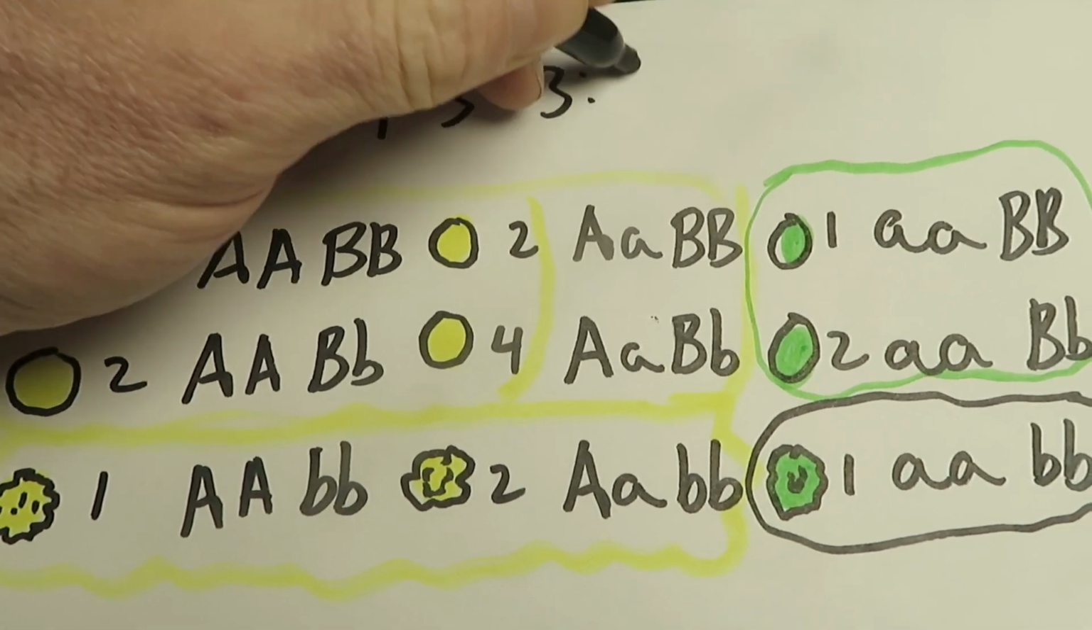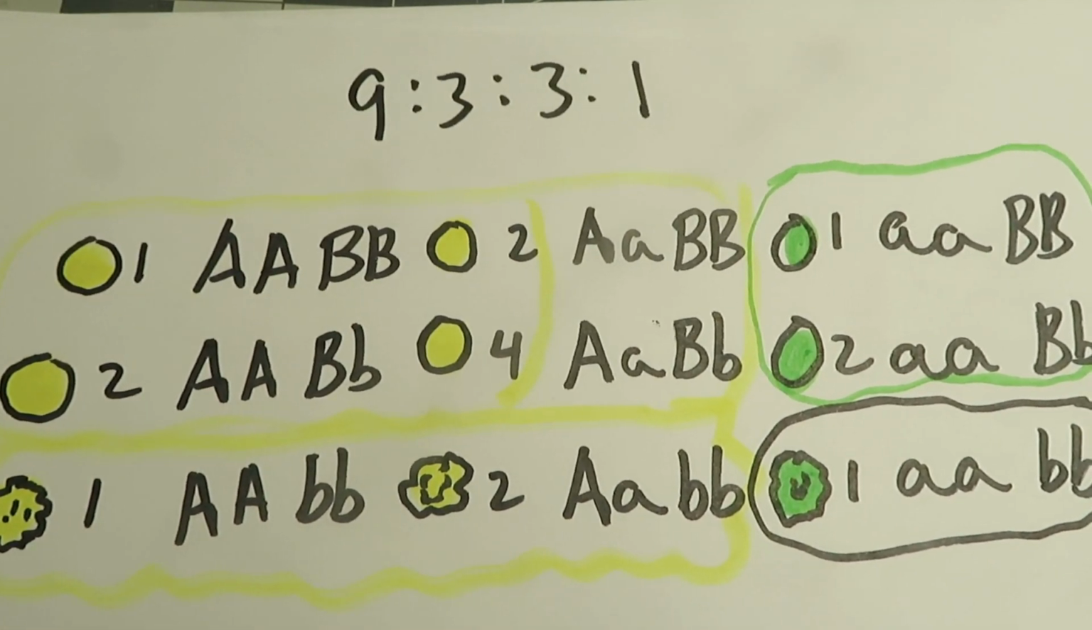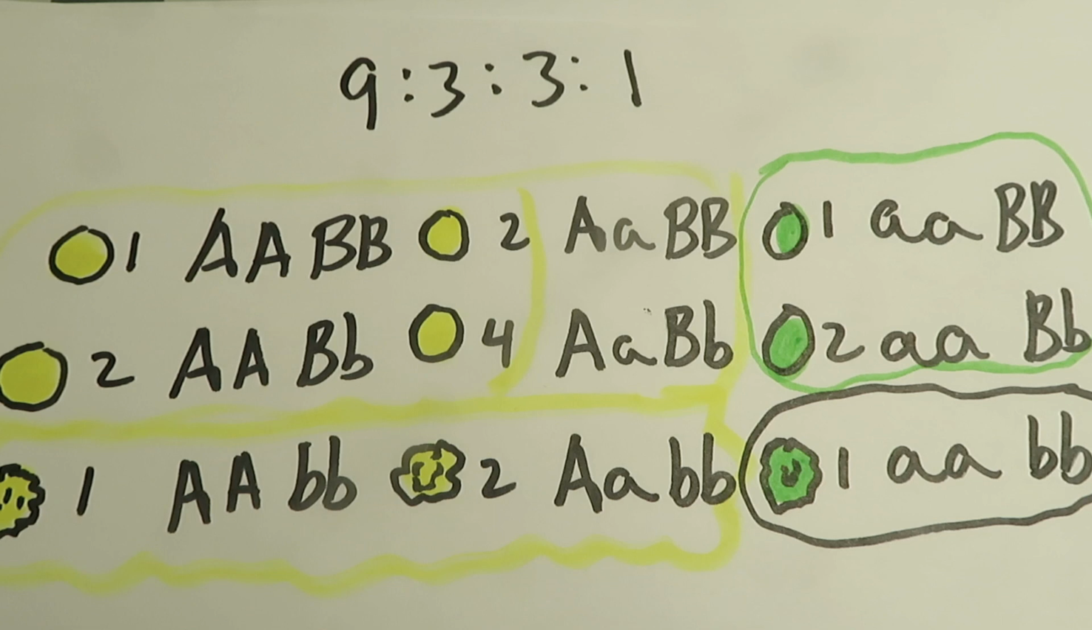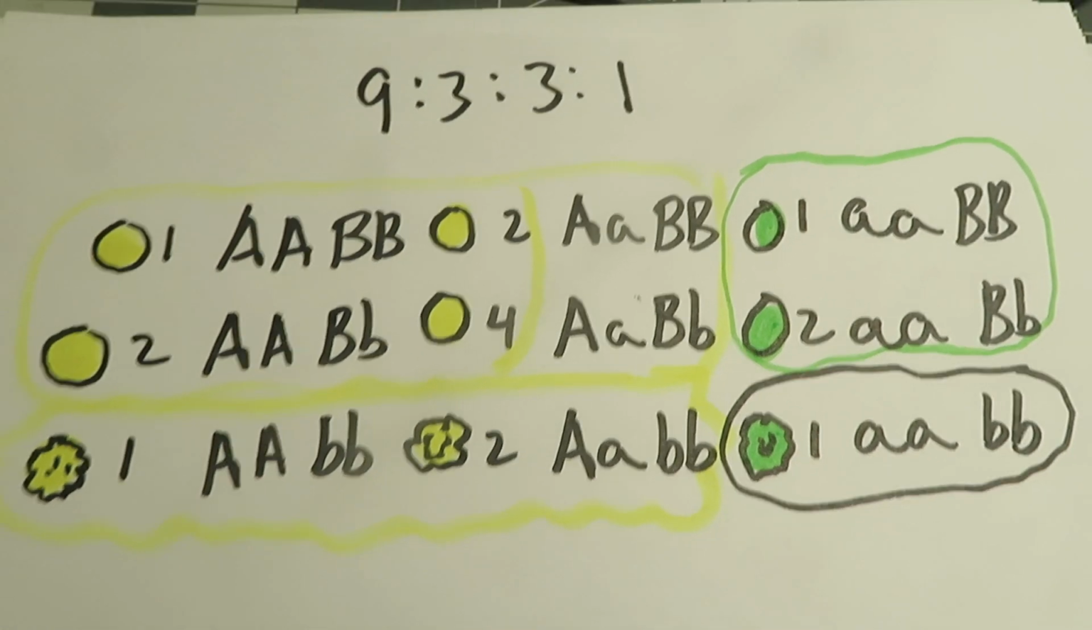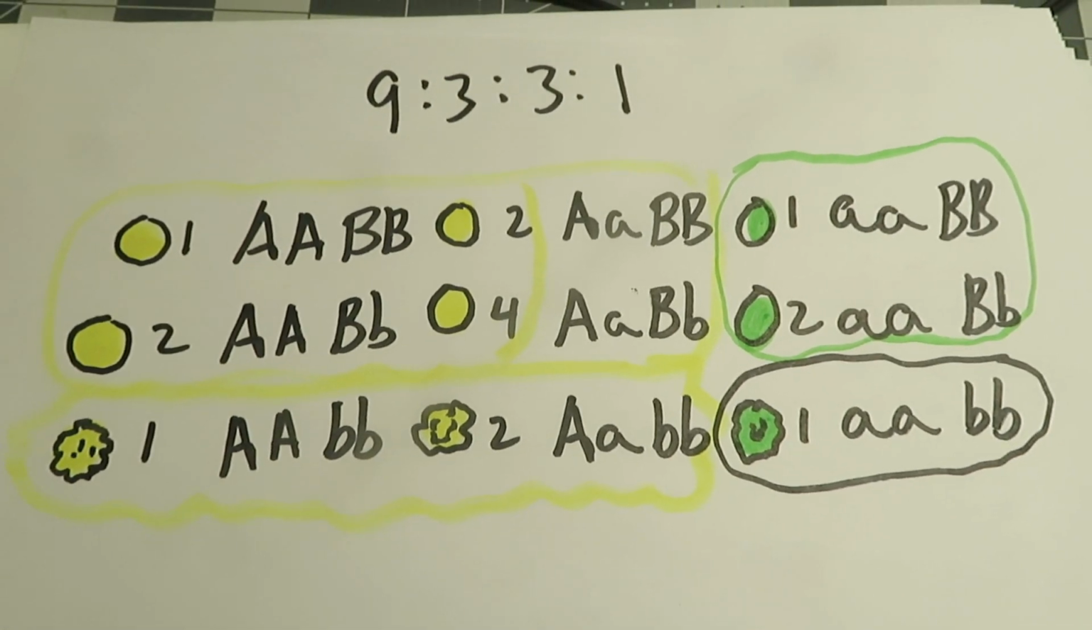So we have 9 to 3 to 3 to 1. If you're ever looking at shortcutting a dihybrid cross heterozygous problem, think about it this way. If it asks for dominant, that's 9.